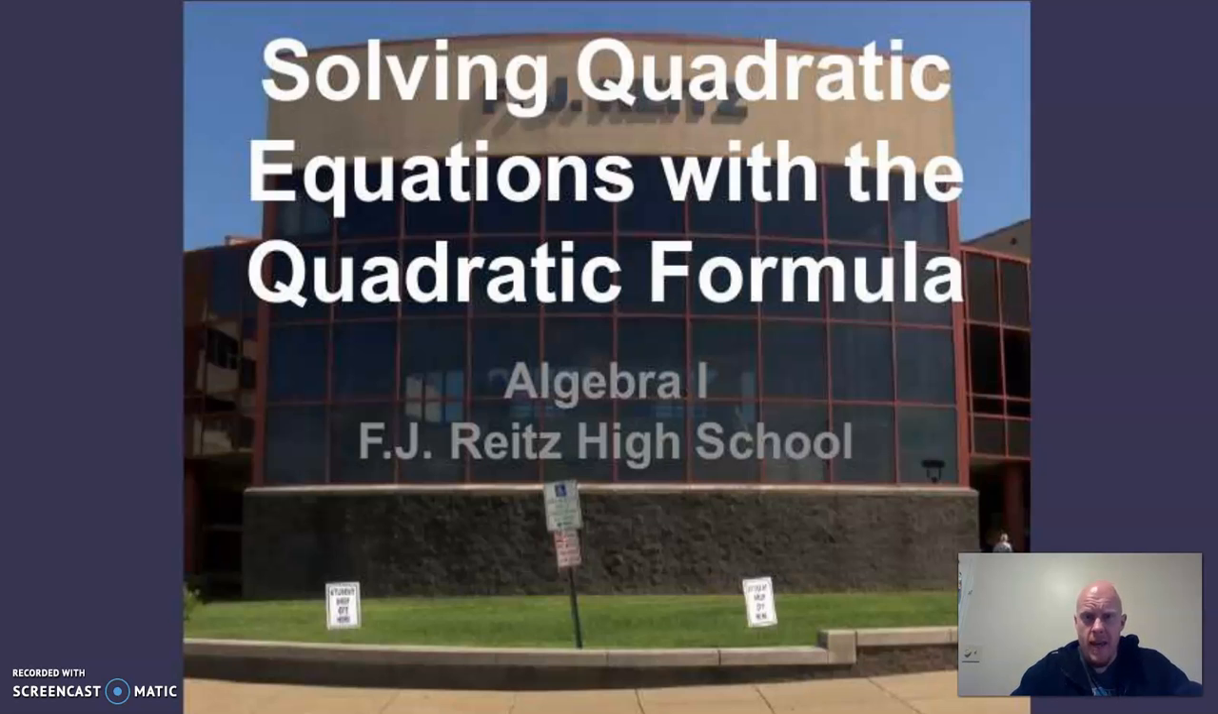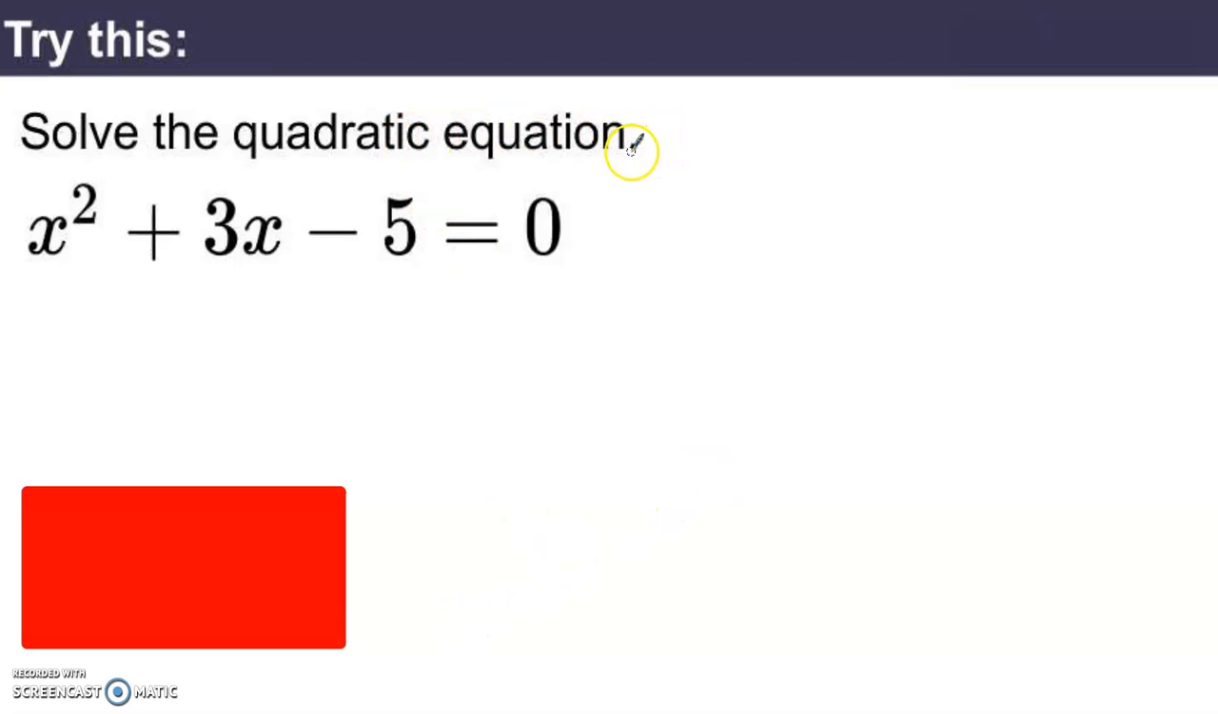This is Mr. Bowman, and in this video we're going to solve quadratic equations with the quadratic formula. So before we look at this new idea, let's see if we can use the idea from the previous video to solve this quadratic equation: x squared plus 3x minus 5 equals 0.